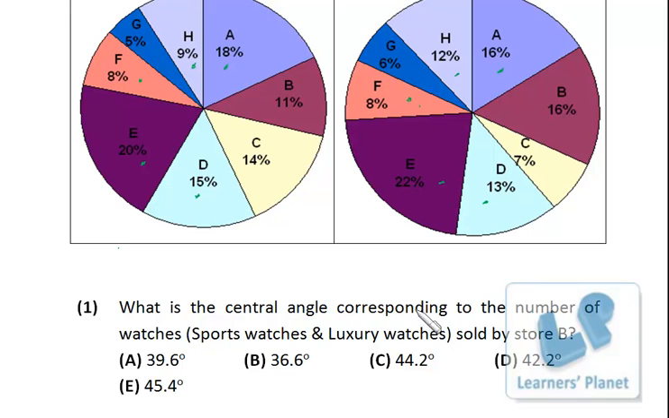What is the central angle corresponding to the number of watches, sports and luxury sold by store B? Now this question will not take much of your time. We have to find the share of B from this circle. It is 11%. The central angle is 360 degrees, so we have to calculate 11% of 360, which must be 396 sort of figure. So it's just a matter of 30 seconds.